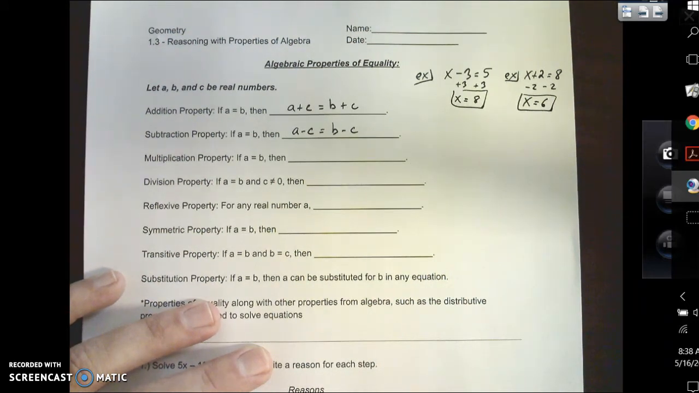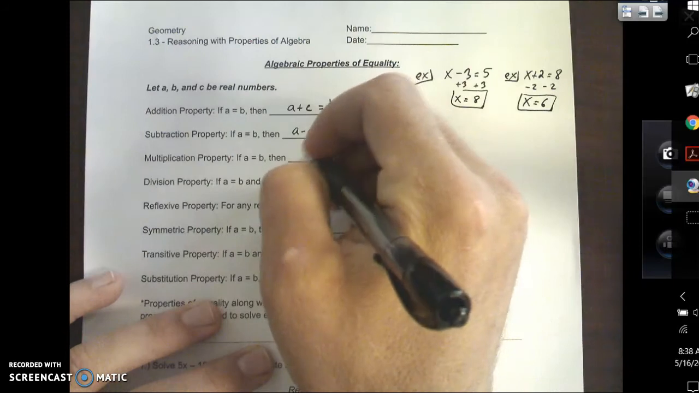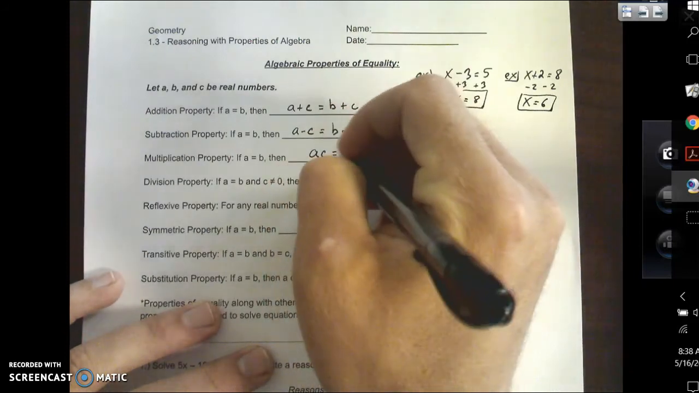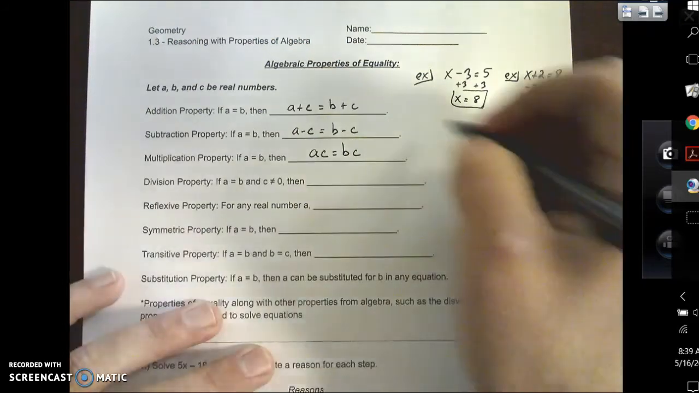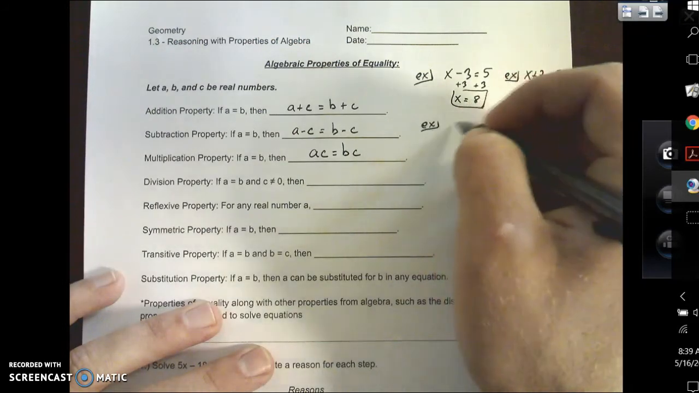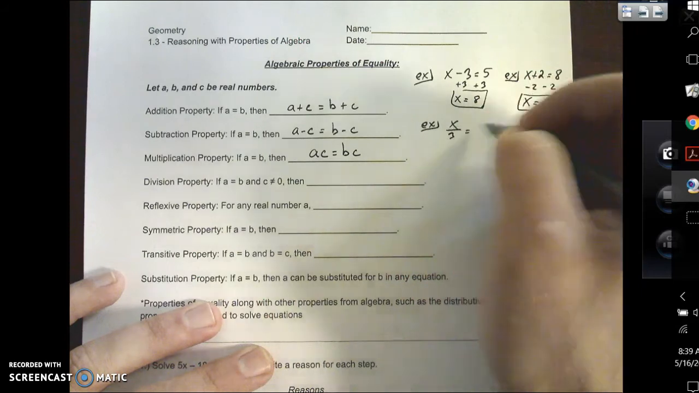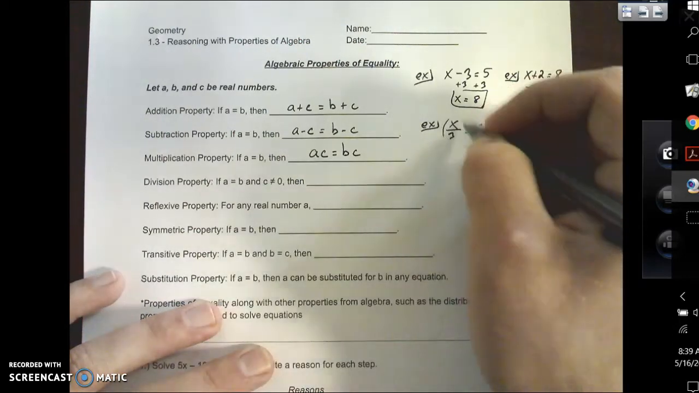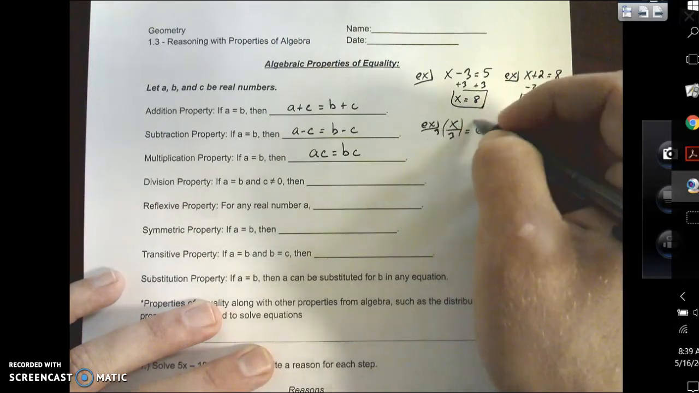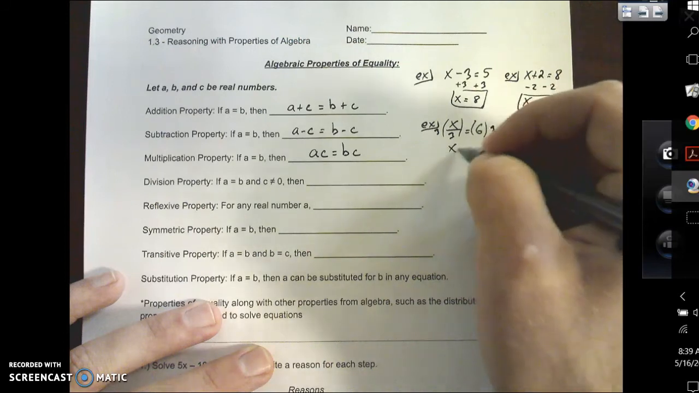Multiplication property, if A equals B, then AC equals BC. Okay, you are allowed to multiply both sides by a constant. For this particular example, you could see something like x over 3 equals 6. Okay, well, the opposite of dividing by 3 is to multiply both sides by 3. So I would get x equals 18.